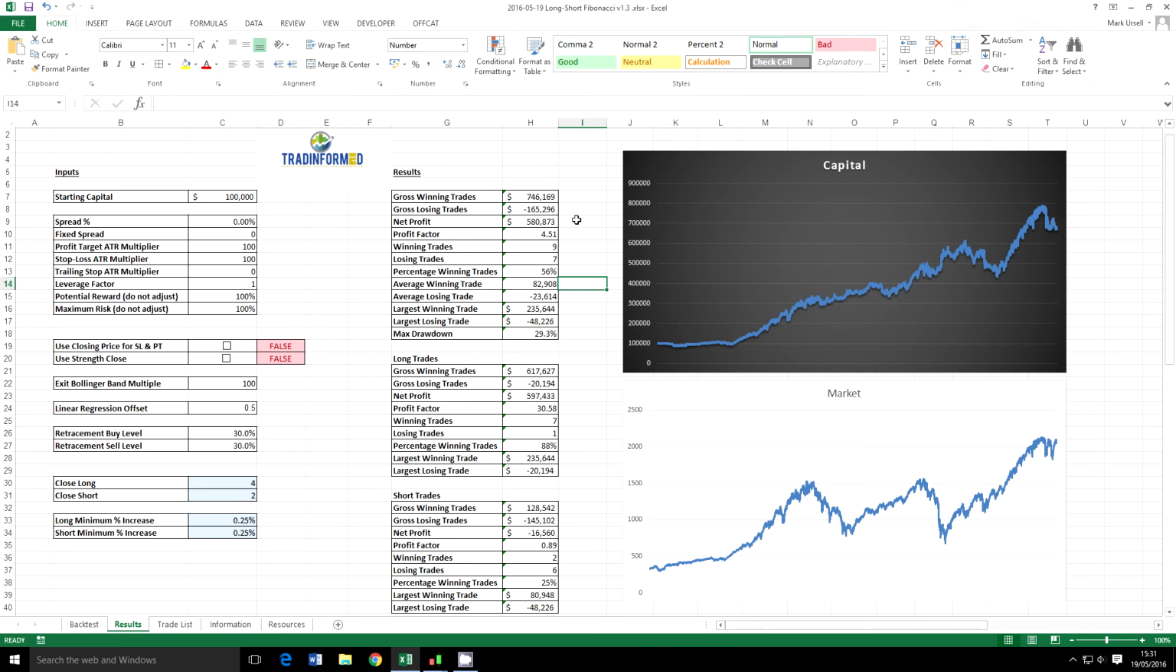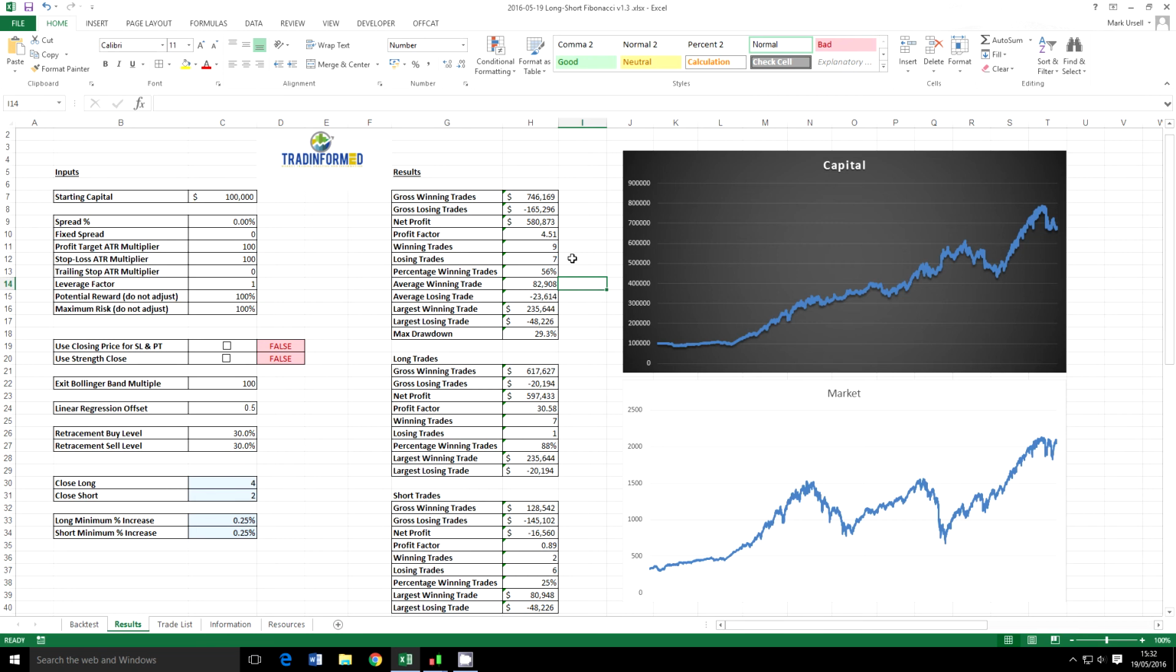Now this isn't a bad strategy. We've made a good return. We've only got 9 winning trades and 7 losing trades over this entire time period. Now this shows us we're not using any other exit, so the only time a trade will stop is when a trade opens in the opposite direction.